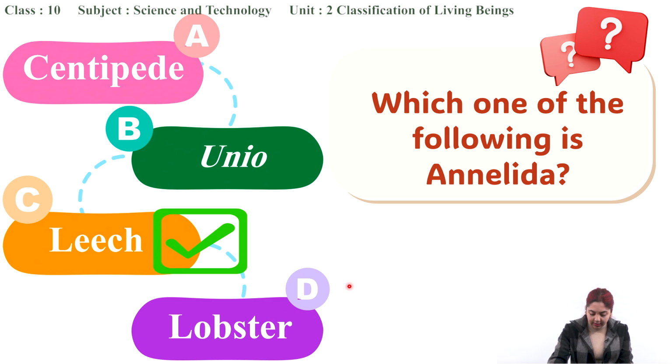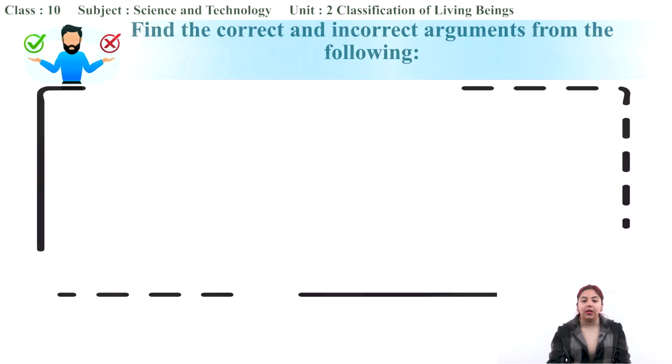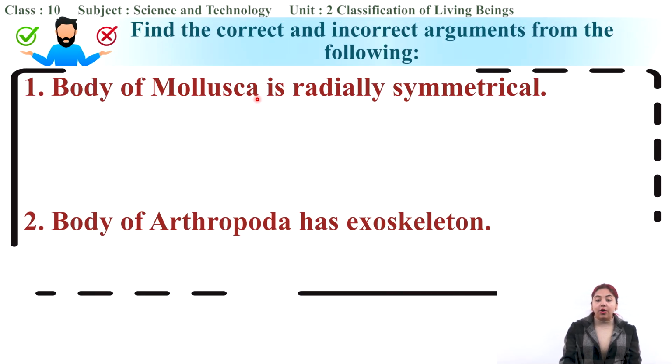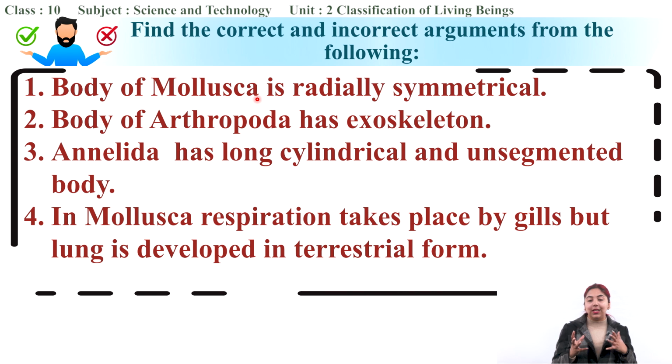Yes, Arthropoda. Now I have another question for you guys. I'll give you 4 arguments and you have to see which among these 4 arguments is correct and which is incorrect. The first argument is, body of mollusca is radially symmetrical. Is this correct? No, it's incorrect, because the body of mollusca is either bilaterally symmetrical or asymmetrical. So the first argument is incorrect.